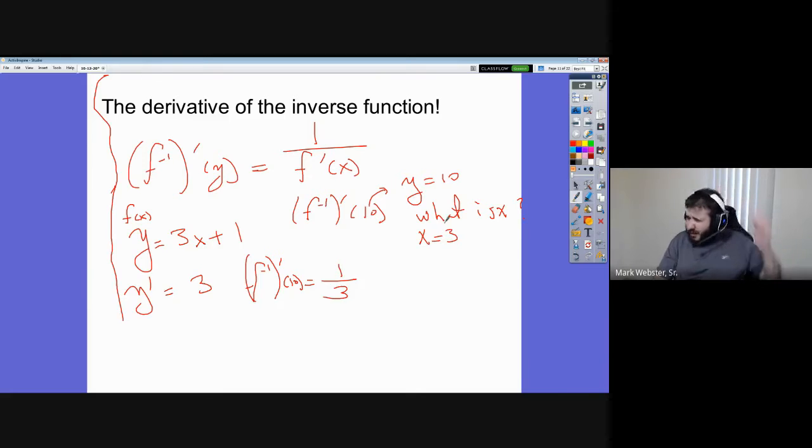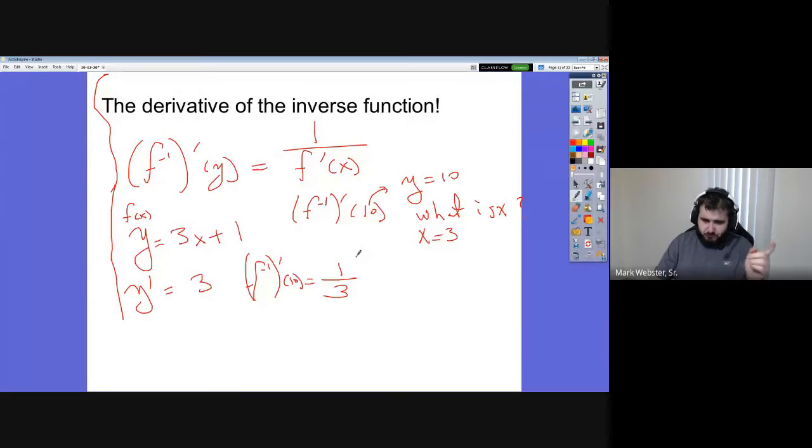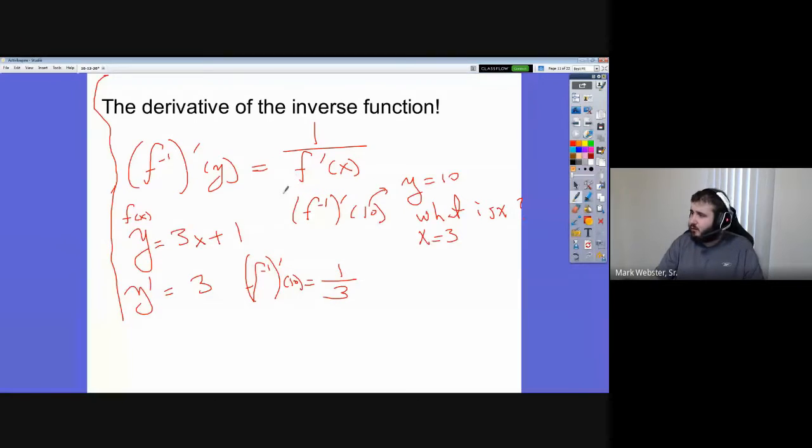So first, make sure you have the point in your hand. If they give you the number for one of the coordinates, make sure you know which one you're getting. Did they give you x? Did they give you y? If they give you y, find x. If they give you x, find y. And then plug x into the derivative of the original function. Then whatever that number is, 1 over that, and that's the derivative of your inverse at that same point.